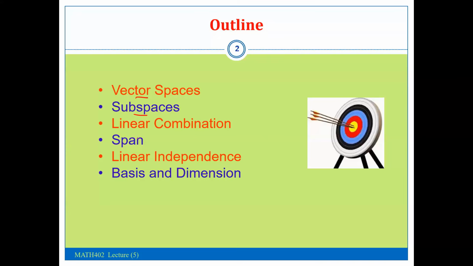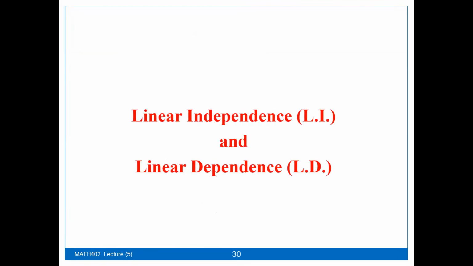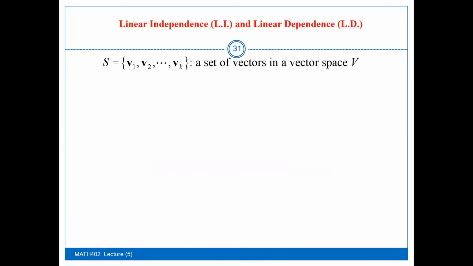So today in the lecture we talk about linear independence, the basis, and the dimension of vector spaces. Now we move to linear independence and linear dependence. What's the meaning of this concept? Consider a set of vectors in our vector space.